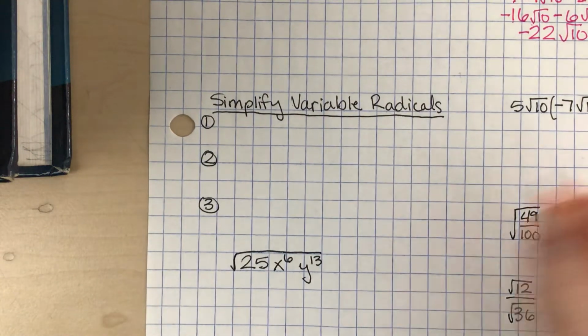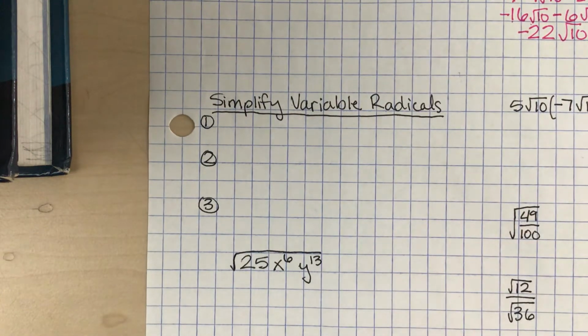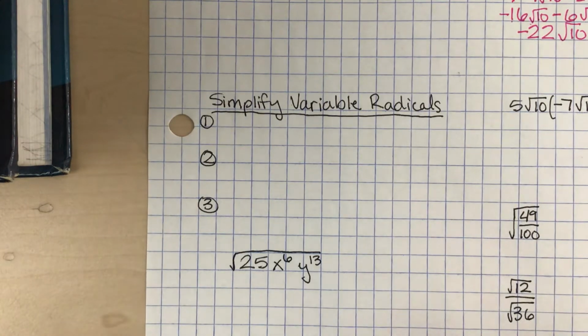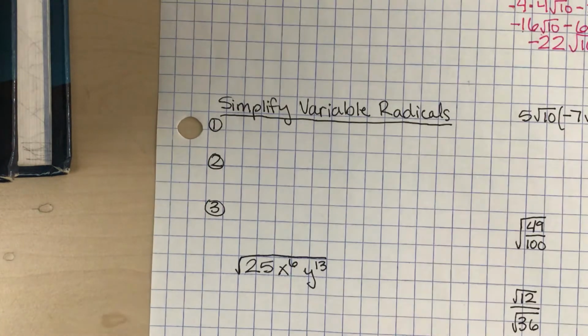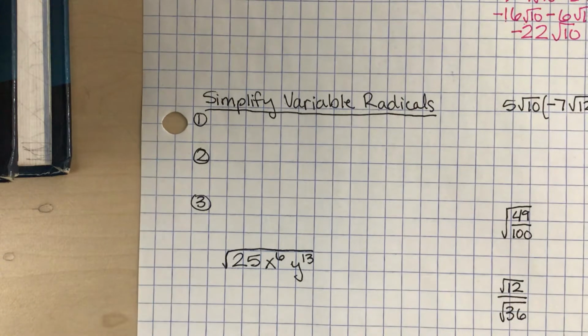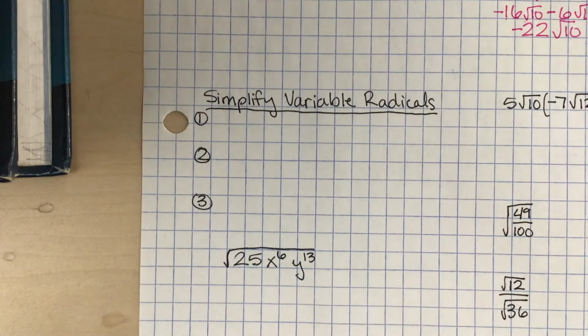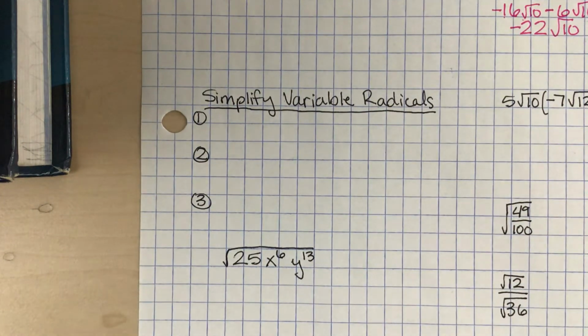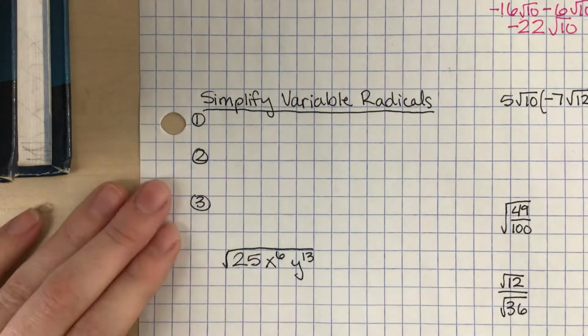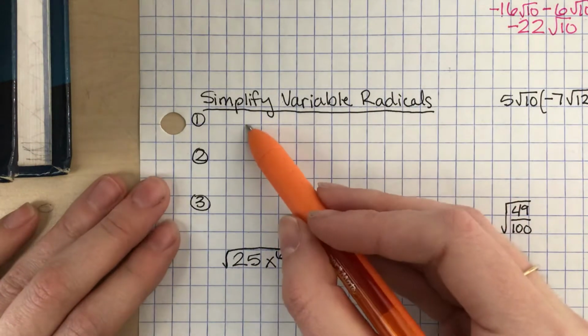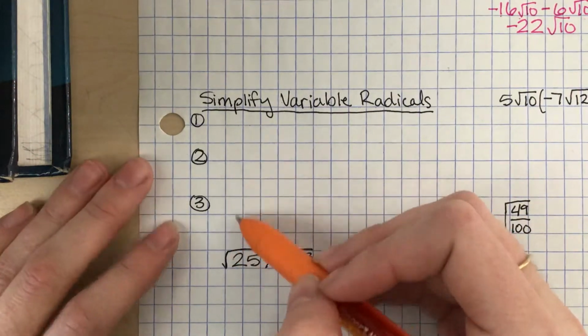All right, so for this review, we're going to talk more about variables and then multiplying and dividing. The video before, we talked specifically about how to simplify radicals on their own and how to combine like radicals. Now we're talking about how to simplify when we have variables, as well as being able to multiply and divide our radicals together.